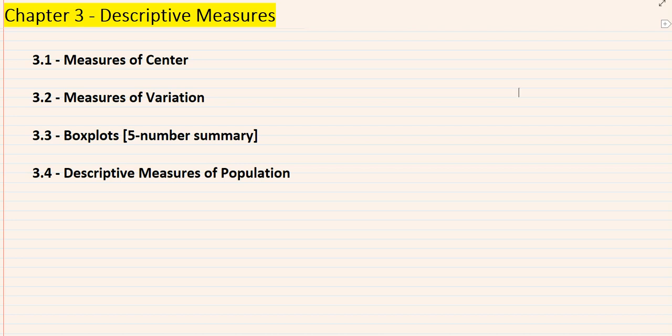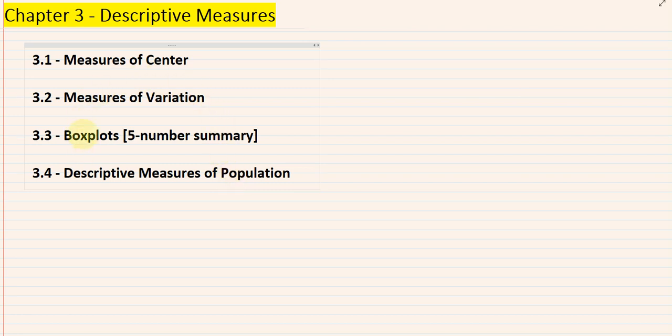Okay, so we're going to talk about measures of location or measures of center or central tendency of data. In section 3.2 we look at measures of dispersion or separation of data points, measure of variation. In section 3.3 we're going to talk about box plots, which kind of combines the ideas from both of these sections, and also more so of the first one. And then finally in section 3.4 we talk about descriptive measures of population.